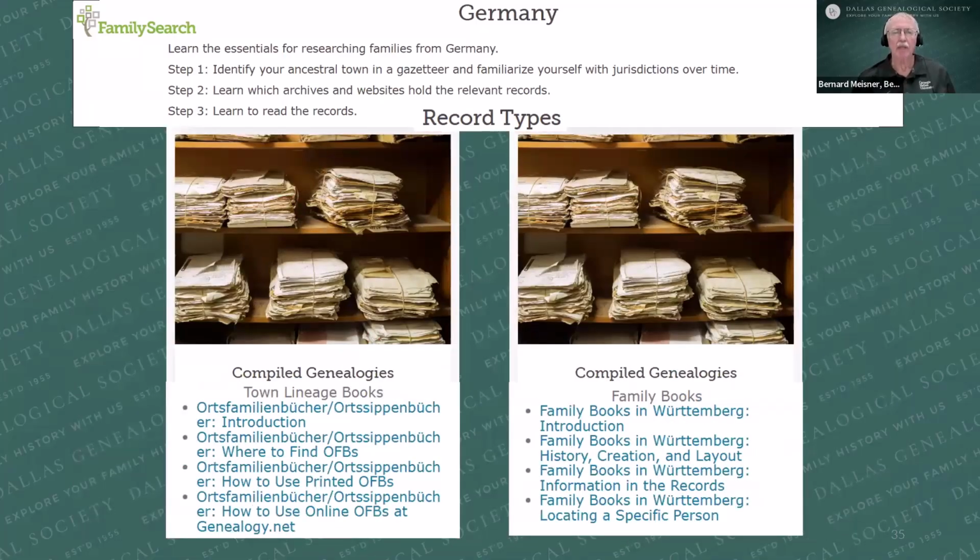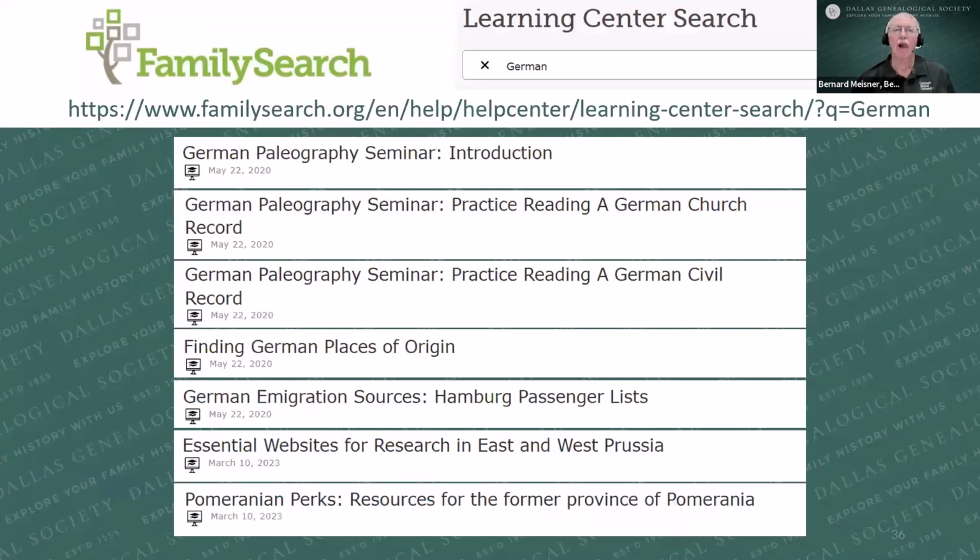And there are the town lineage books, or Sippenbücher, and there are compiled genealogy of family books, particularly in Württemberg for FamilySearch. Also in their Learning Center, you can search for German records.